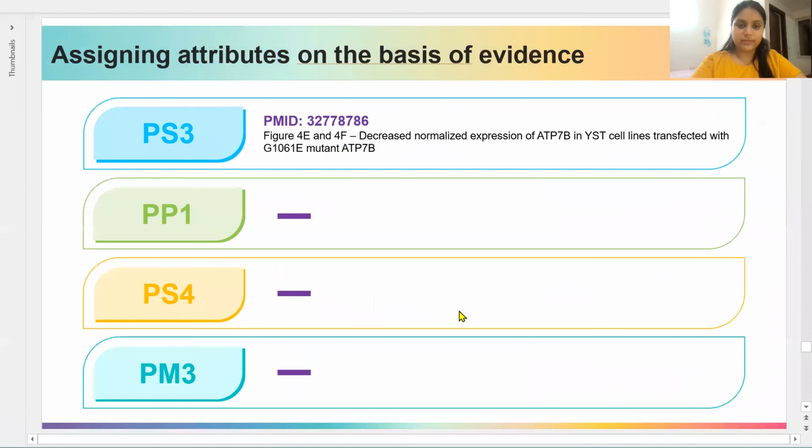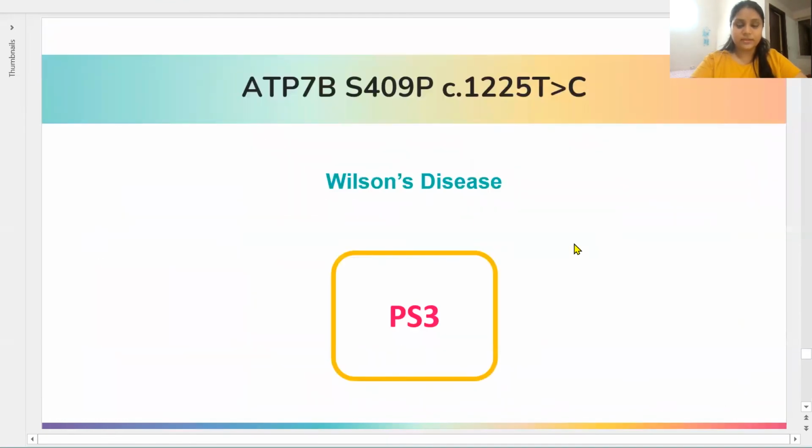So for this variant, we were able to allot only PS3 because there was no clear segregation criteria given, or no clear compound heterozygosity or odds ratio type of information stated very clearly in a study. Therefore, I could only allot PS3, even though this variant was very well studied and found in multiple patients in literature. So this is all I could assign to this particular variant.